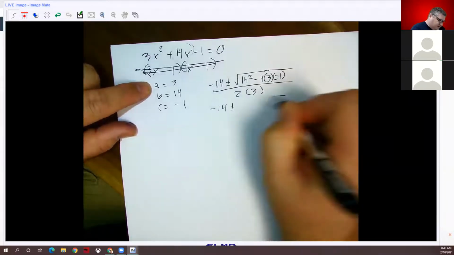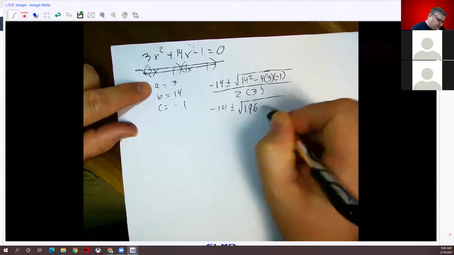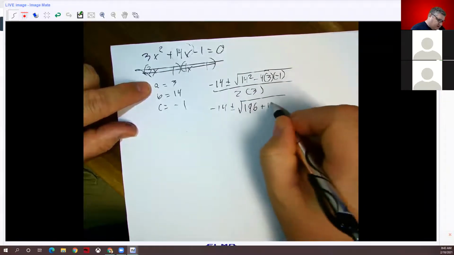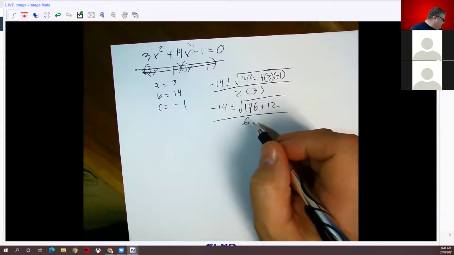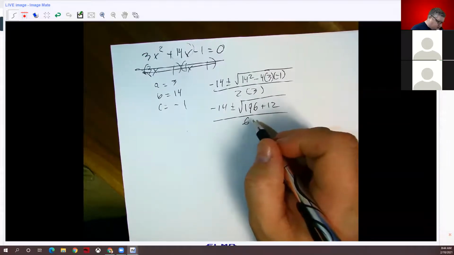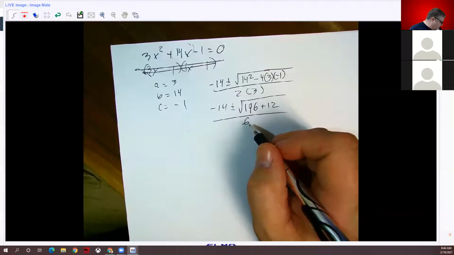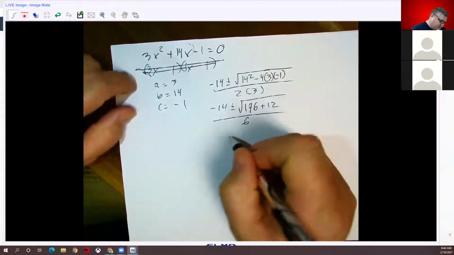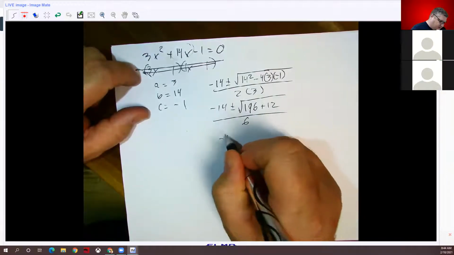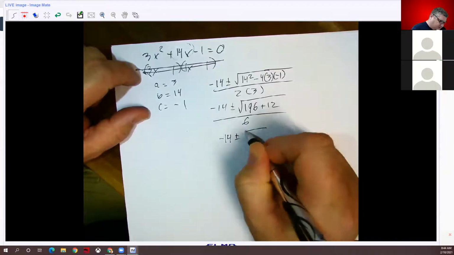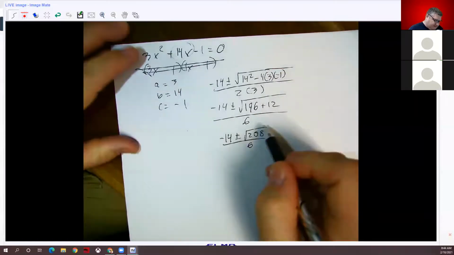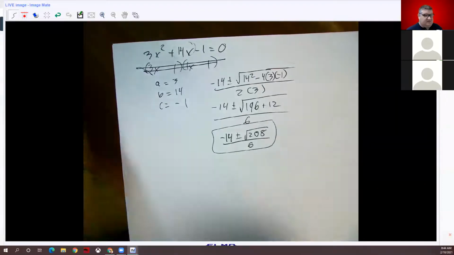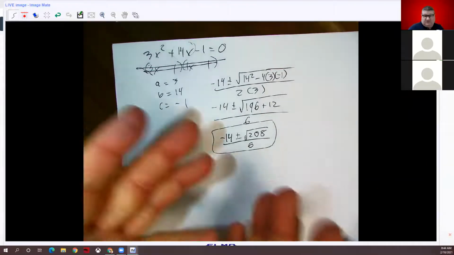-14 plus or minus the square root of 196. It's plus, so plus 12, all over 6. And then that is going to give me 208. So -14 plus or minus the square root of 208 all over 6. That is the answer right there. There it is.